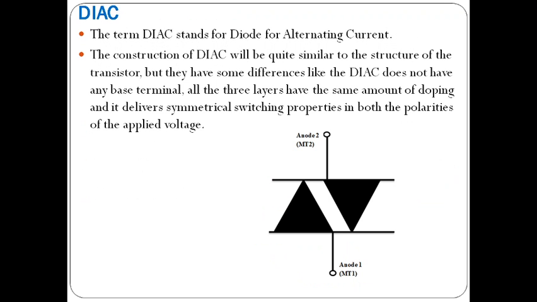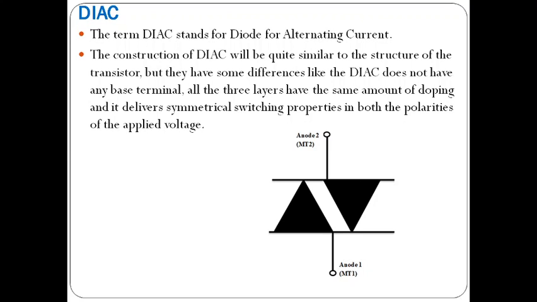Next we'll discuss the diac. It is also one of the important power electronic devices. Diac stands for diode for alternating current. It is also a switch. So this triac and diac are advanced kinds of diode, we can say. Both will work as a switch for alternating current AC supply.